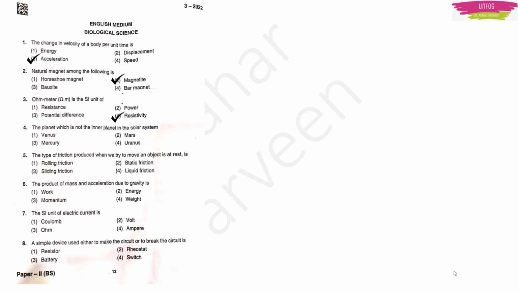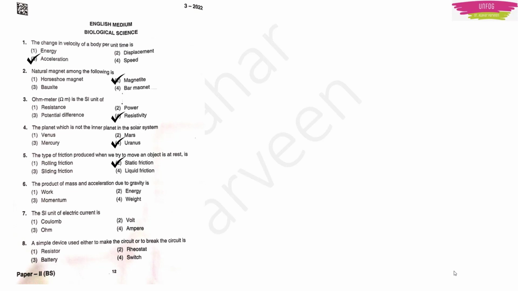Fourth question. It is from the chapter Universe. The planet which is not an inner planet in the solar system. It is Uranus. Next question. The type of friction produced when we try to move an object at rest is. It is static friction. Rest means static friction.